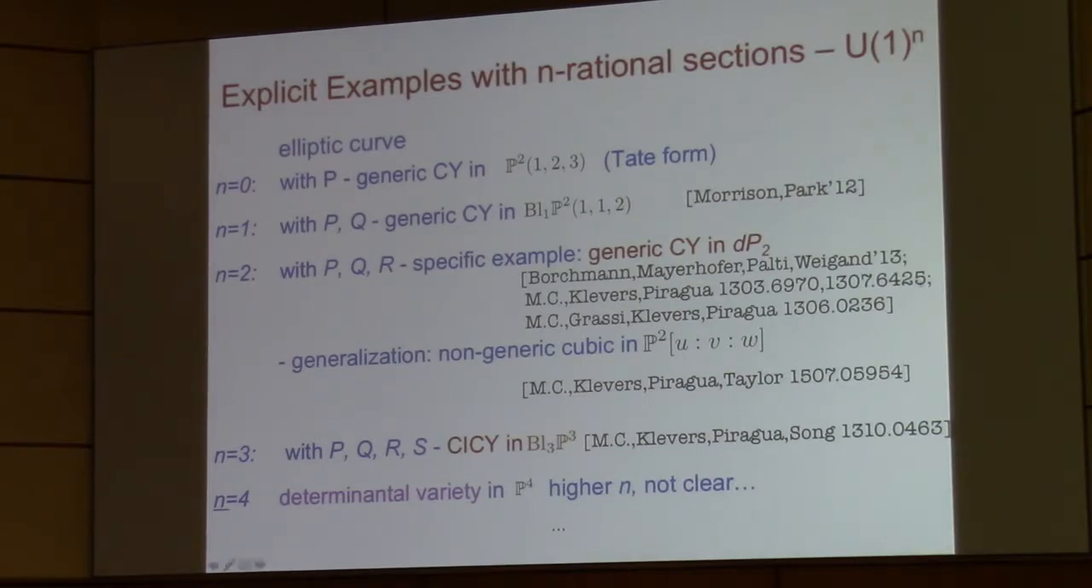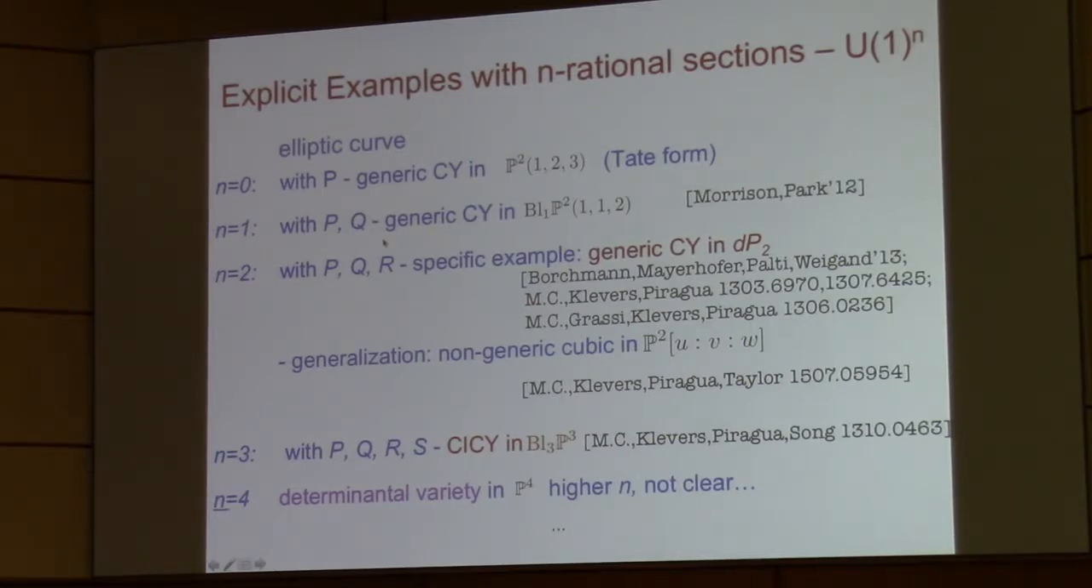So those are things more said in words. The concrete constructions actually were revived not too long ago by Morrison and Park for constructions with n=1, so one additional rational point, that was constructed as a generic Calabi-Yau now in a blow-up of P112, so a weighted projective space with a blow-up at one point. Okay. Our group's contribution was actually constructing 2 additional rational sections, Mordell-Weil rank 2, which was originally a generic Calabi-Yau one-fold in dP2, so this is P2 blown up at 2 points. More recently, we generalized those constructions now as a non-generic cubic construction in P2 itself, which I'm going to hopefully turn to shortly.